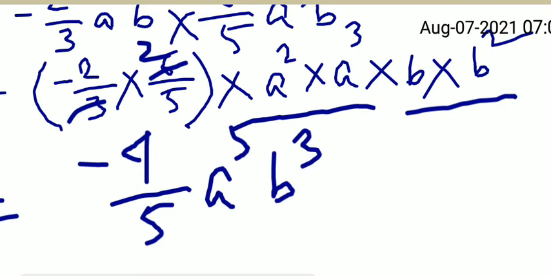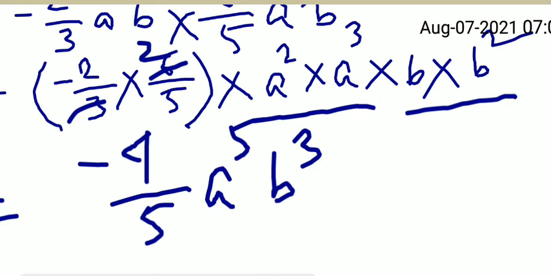So it is minus 4 by 5 a to the power 5 b cube. As we know from the exponential law, if the bases are the same, then the powers will be added. So here a square into a cube means a to the power 2 plus 3, that means a to the power 5, and b into b square means b to the power 1 plus 2, that means b cube. So hence the result comes out minus 4 by 5 a to the power 5 b cube.